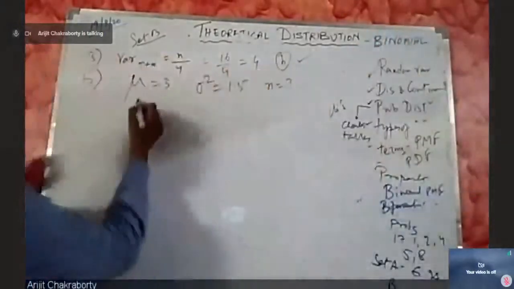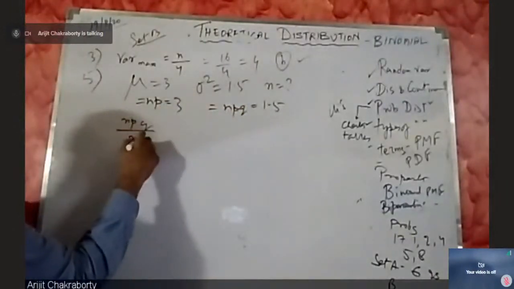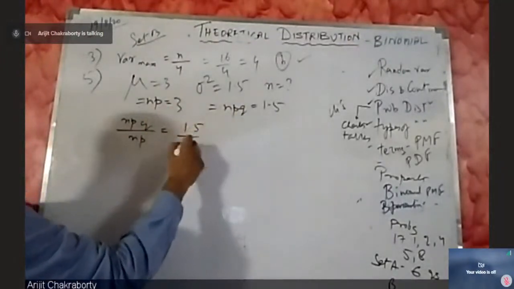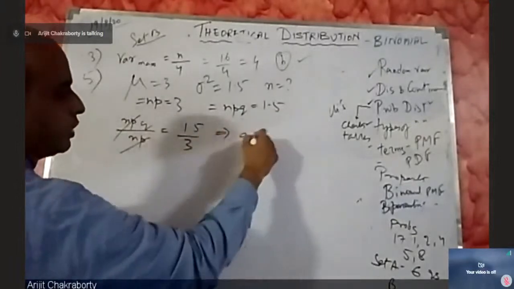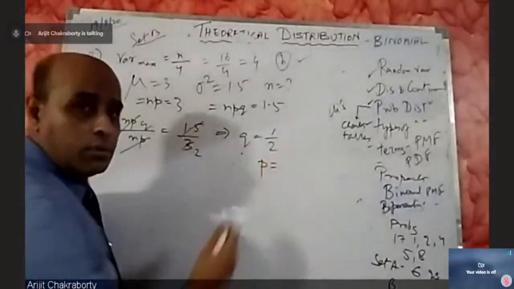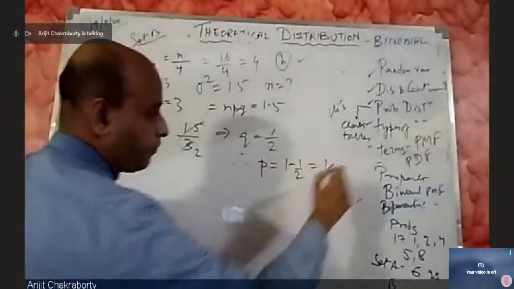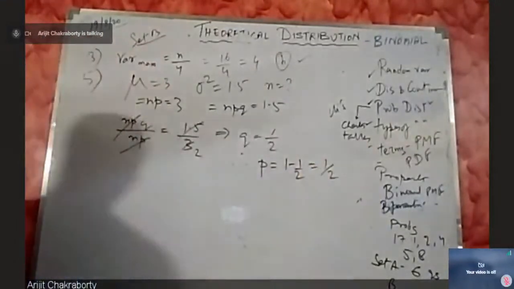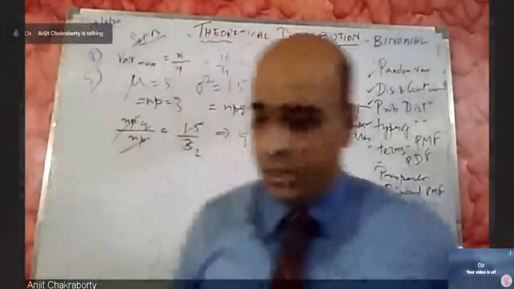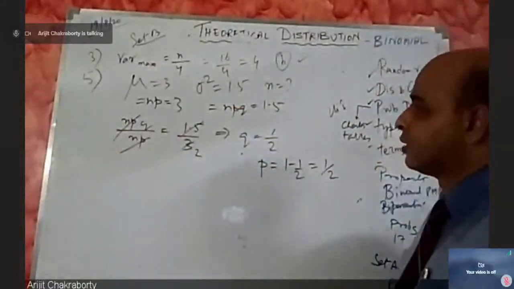So n we don't know. You know mean: mu is equal to np, that is 3. Sigma square means variance, given by npq. This is 1.5. Therefore npq by np is 1.5 by 3. np cancels out, so you get q equal to half. If q is equal to half, therefore p is equal to 1 minus half, because you know p plus q is 1. So p is half. So you know p, you know q. Now you have to find out n. np is 3, p is half.